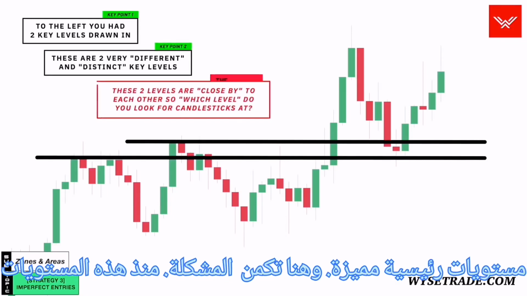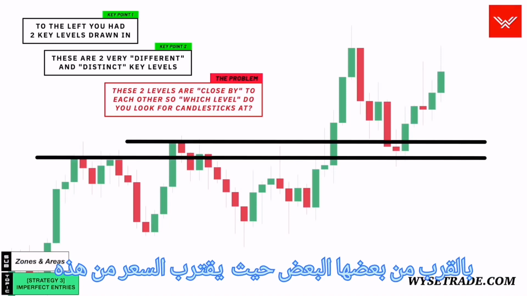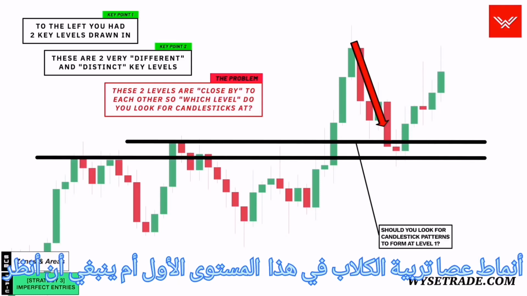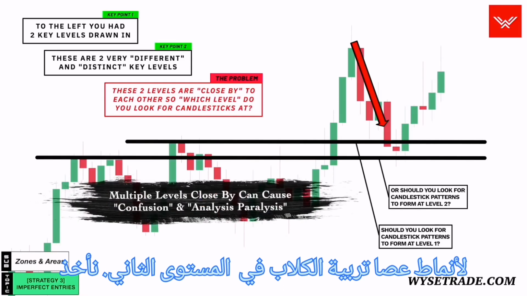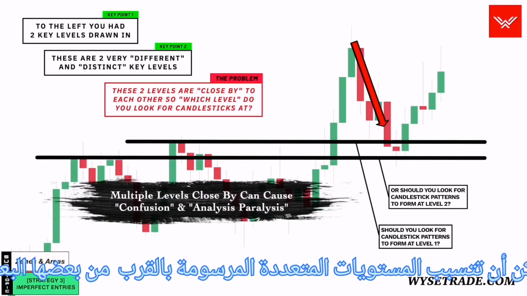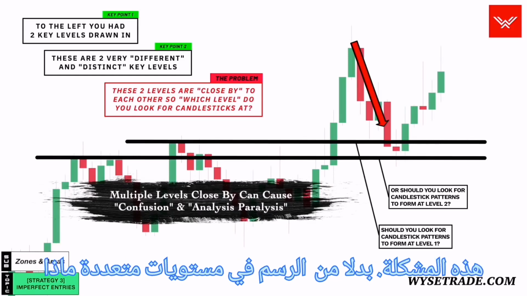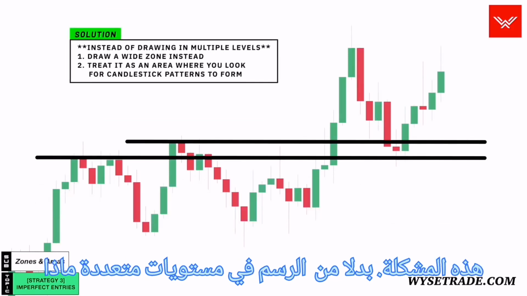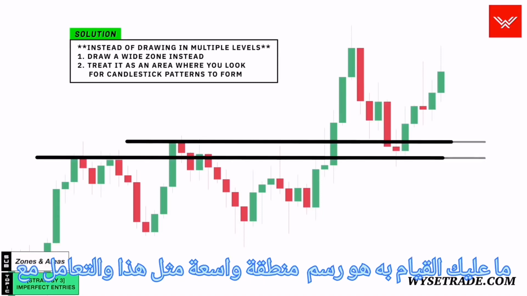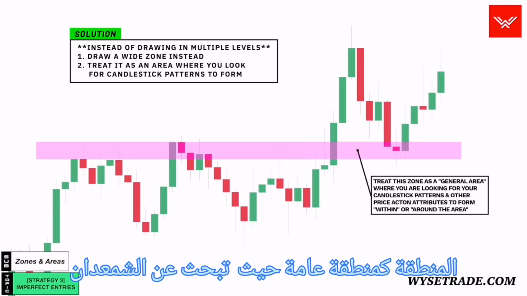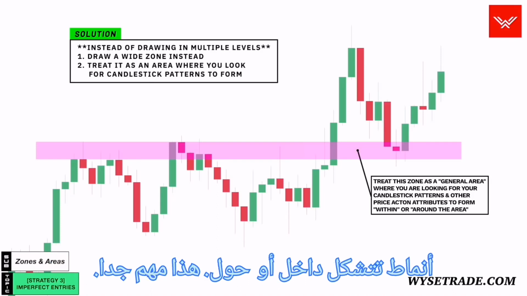And here's the problem. Since these levels are close by to each other, as price is approaching these levels, you are thinking to yourself, should I look for candlestick patterns at this first level, or should I look for candlestick patterns at the second level? Having multiple levels drawn in close by to each other can cause confusion and analysis paralysis. Now, to get around this problem, instead of drawing in multiple levels, what you do is you draw in a wide zone like this and treat the zone as a general area where you look for candlestick patterns to form within or around. This is very important.